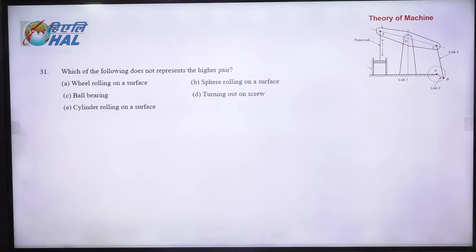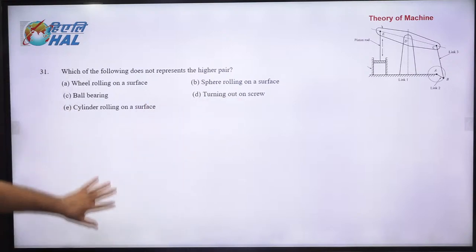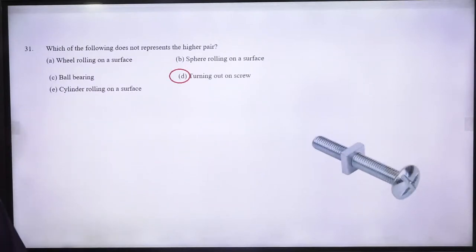Okay, which one of the following is not the higher pair? Tell me which one is not the higher pair. Cylinder rolling on surface is higher pair. Ball bearing higher pair. Wheel rolling higher pair. Sphere rolling higher pair. Turning or screw pair is a lower pair. Screw pair is a lower pair.